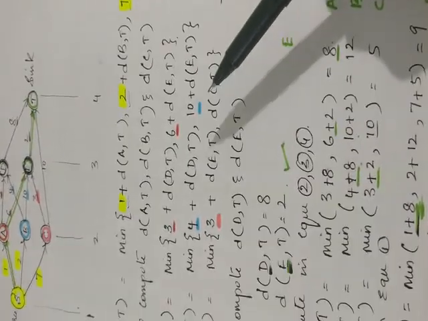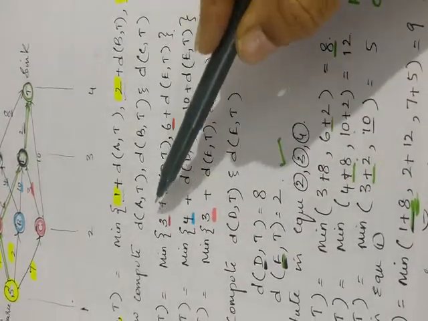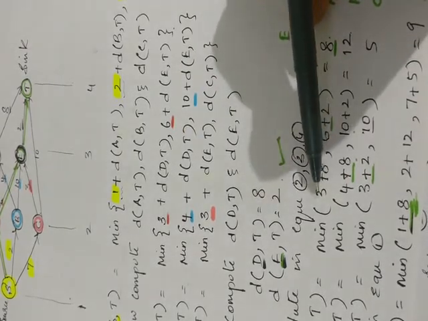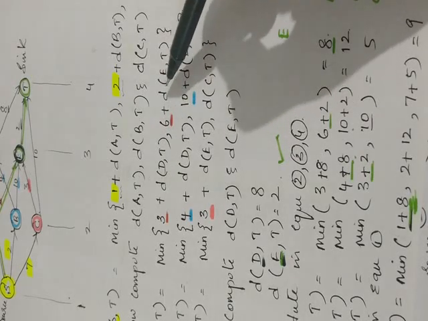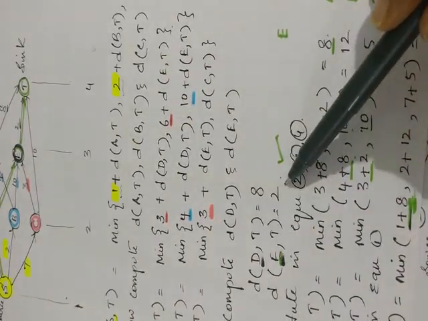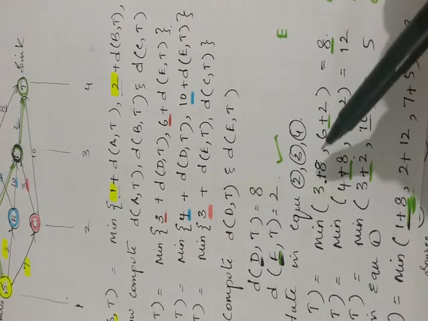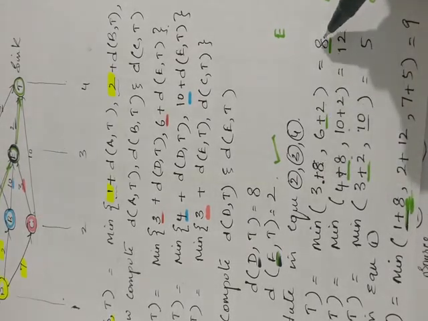If I am going to substitute, what will be the value here? 3 plus D, T. What is D, T? It is 8. You can see here 3 plus 8. And 6 plus D of E to T. 6 plus D of E to T is 2. So 6 plus 2 is 8. So 3 plus 8 is 11. 6 plus 2 is 8. Of the two, 8 is the smallest. So I have written 8 here.